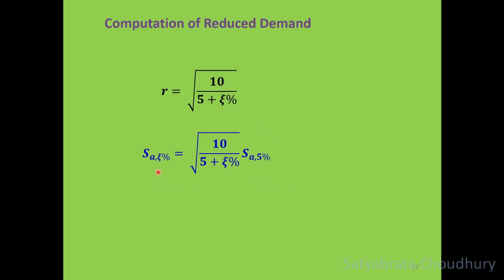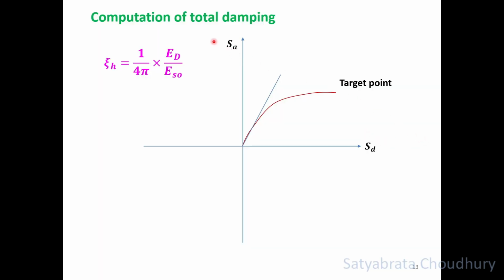It is more precisely given here. The spectral acceleration, the ordinate at any damping chi percent, is given by 10 divided by 5 plus chi percent multiplied by the ordinate of the original 5% damped elastic spectrum. So you remember this formula, we shall be utilizing this again. Now, computation of the total damping. In the previous slide we have seen that chi is to be calculated, then you can get the reduction factor, and then you can get the reduced diagram.